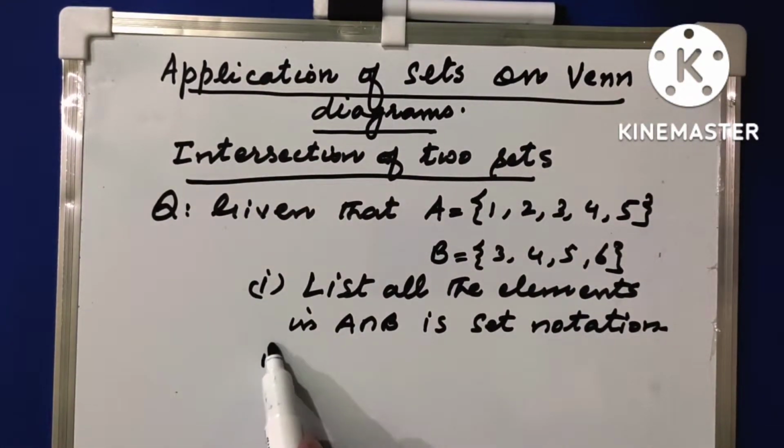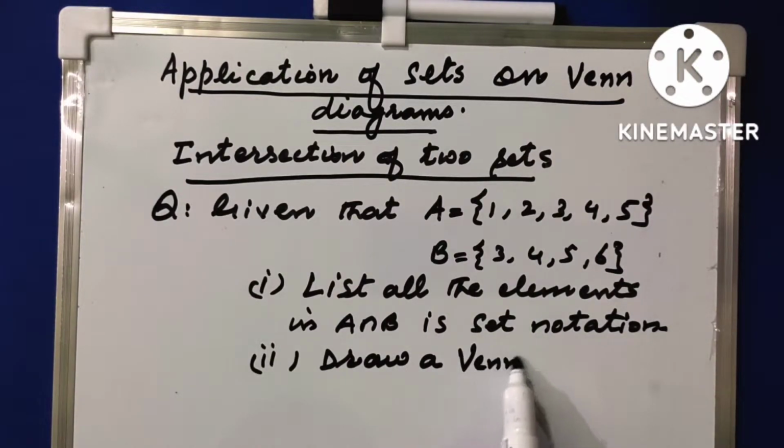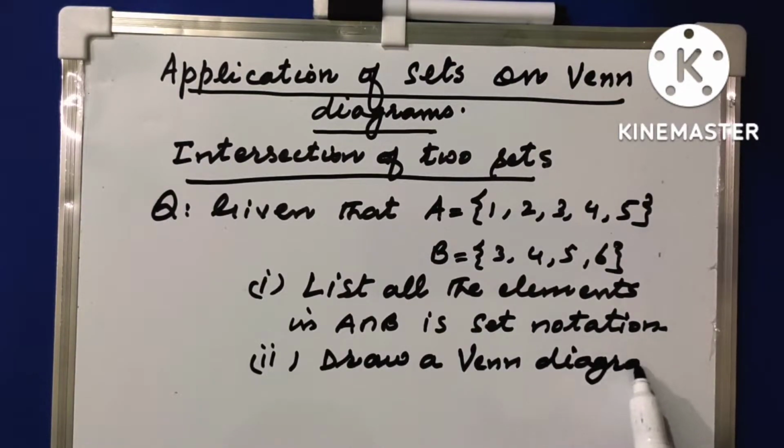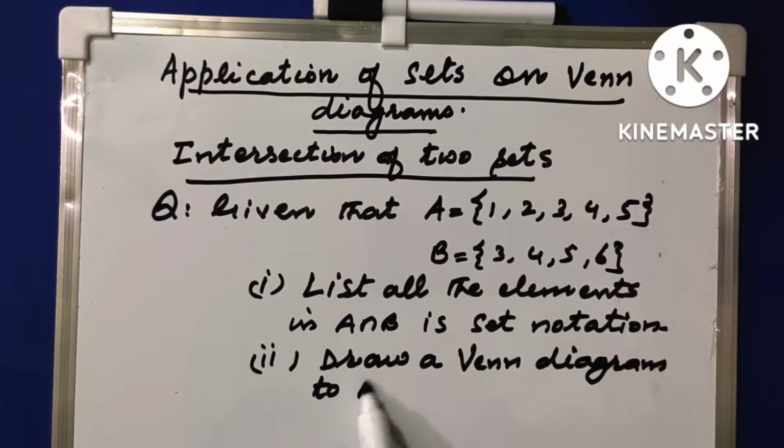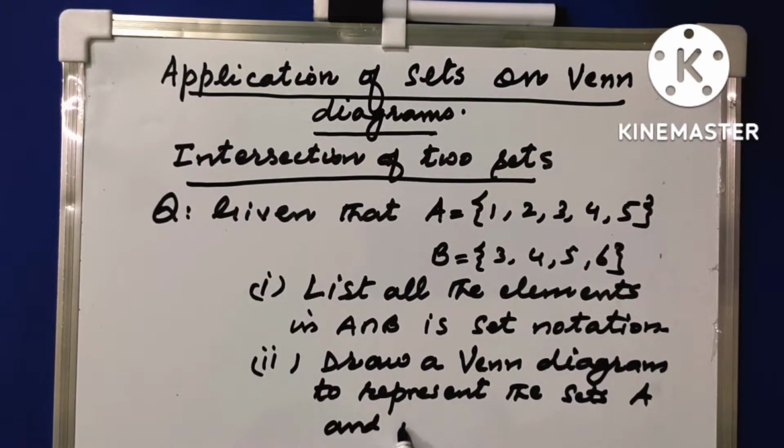And B part, draw a Venn diagram to represent the sets A and B.